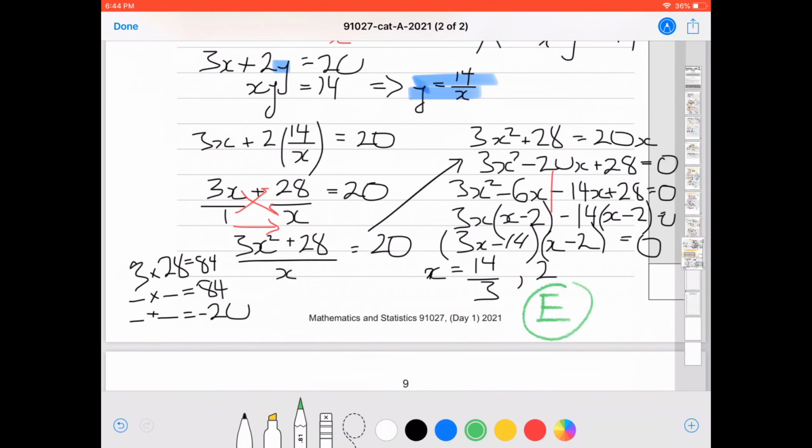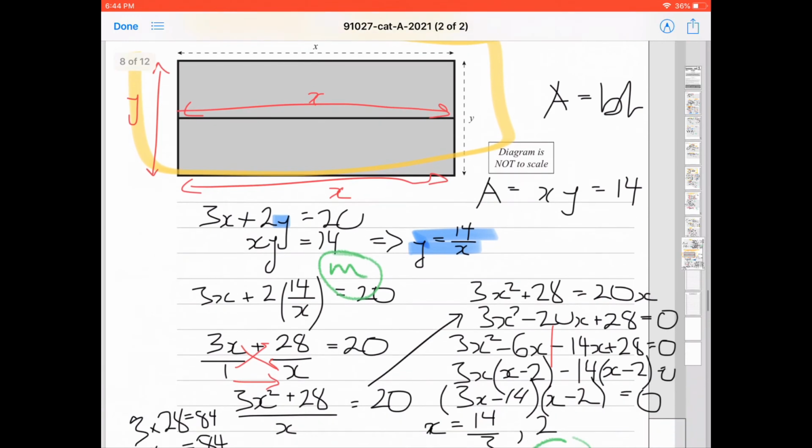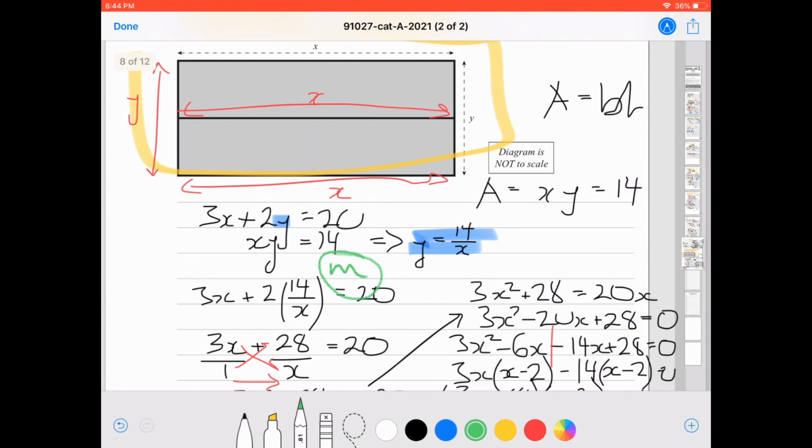Your merit is forming an equation in one variable. So this sort of simultaneous equations work up here, merit, and achieved forms the equation 3x plus 2y equals 20. So even just forming that equation gets you the achieved here.